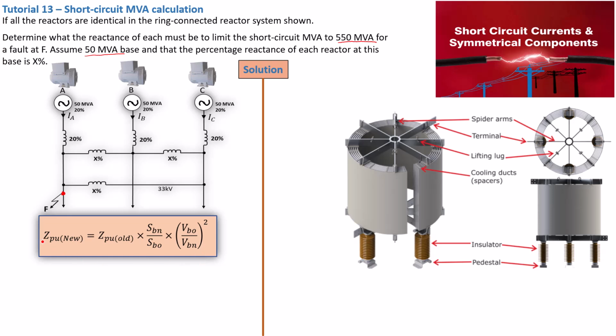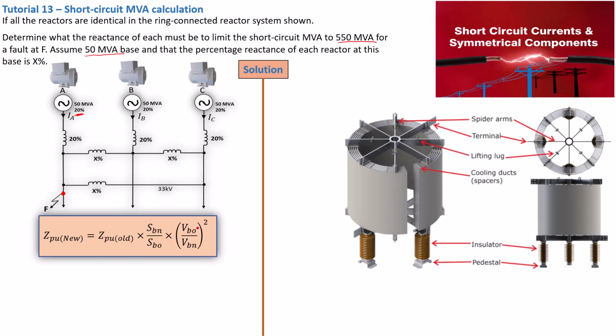To do that, this is the formula that you have to make use of. Z per unit new is equal to Z per unit old, that is the given per unit reactance here, times SB new, the new assumed base MVA, over SB old, the old base MVA for each one of these generators, which is equal to 50 MVA, and that must be multiplied by (VB old over VB new) squared.